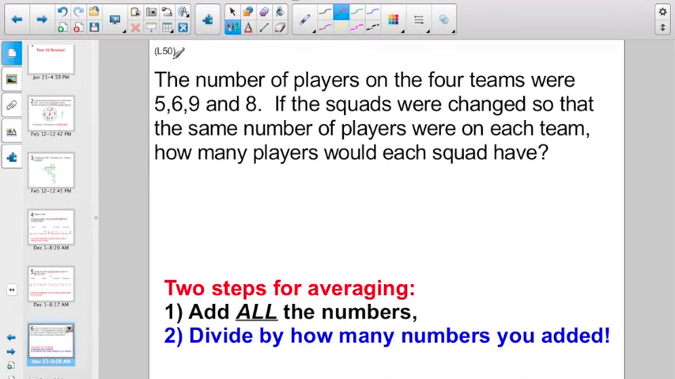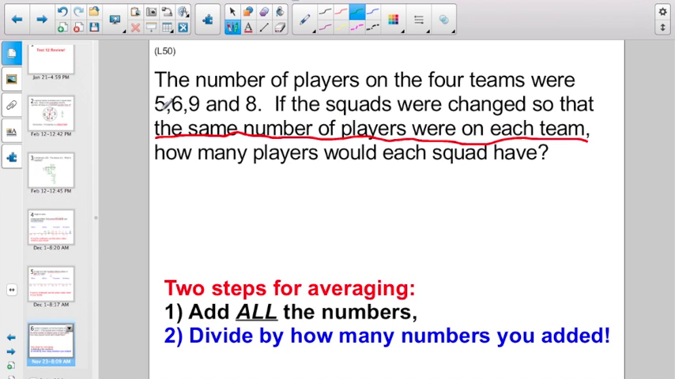Check out this guy coming at us from lesson 50. Lesson 50 is all about averaging, and remember there's 2 steps for averaging. Add all the numbers, and then you want to divide by how many numbers you added. So the number of players on the 4 teams were 5, 6, 9, and 8. If the squads were changed so that the same number of players were on each team, that's what averaging is all about, making all the numbers equal. How many players would each squad have?